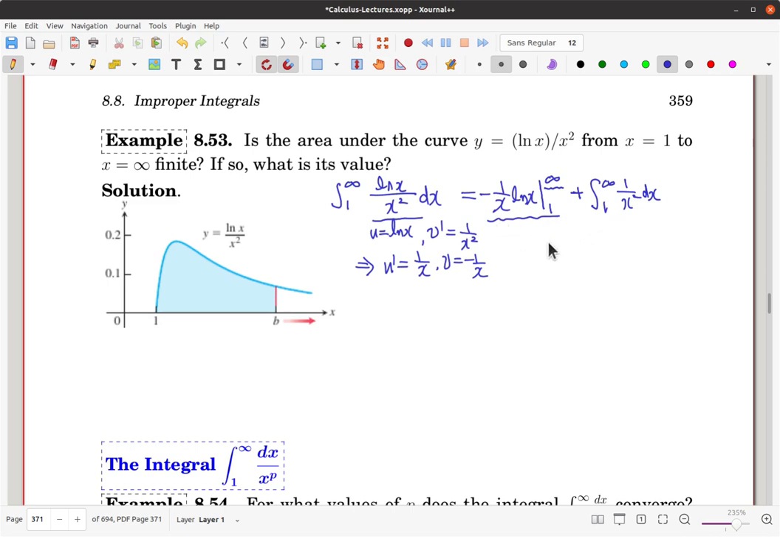Now, for this one, its antiderivative is minus 1 over x, and from 1 to infinity. Now, once it is 1, that is 1, but if it is infinity, then it is approaching 0. So that we can write in this way. That is 1 minus 1 over infinity, right? So it is a 1, okay? Okay, so the whole area is 1.